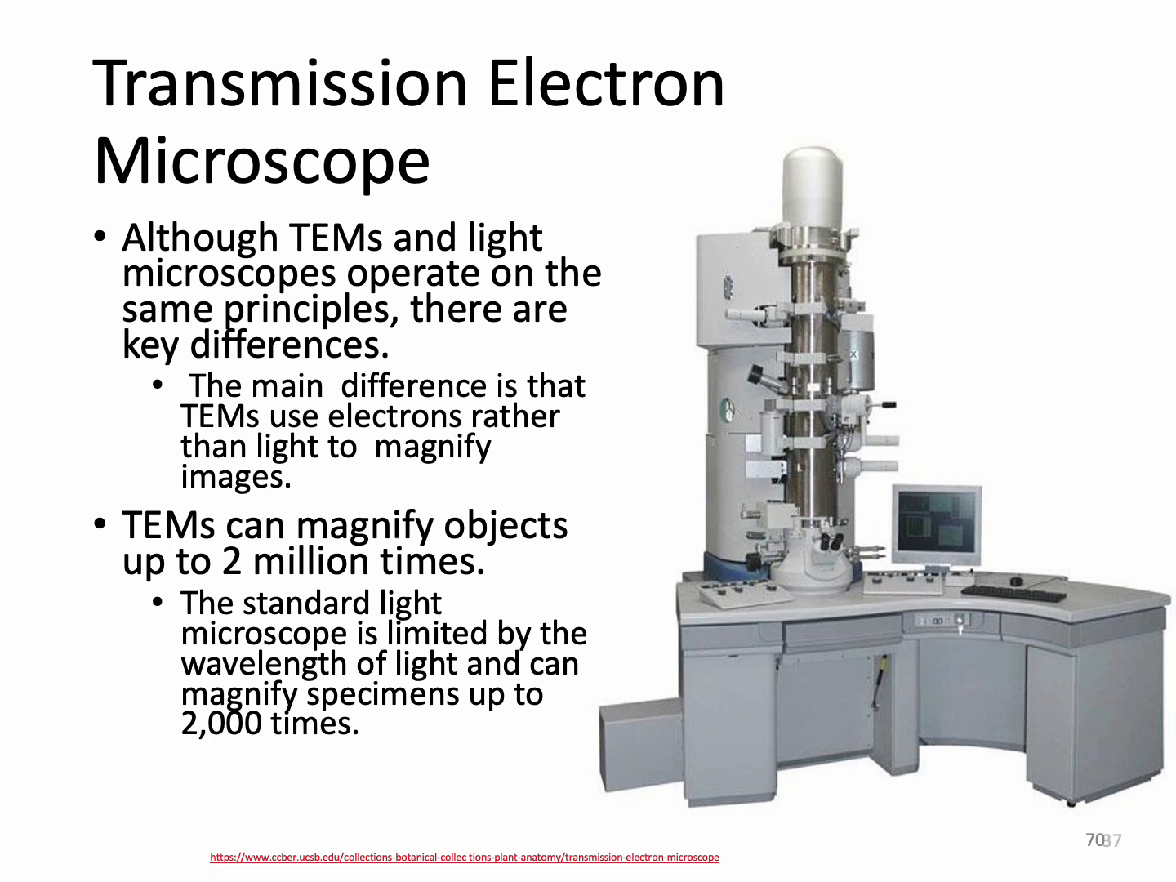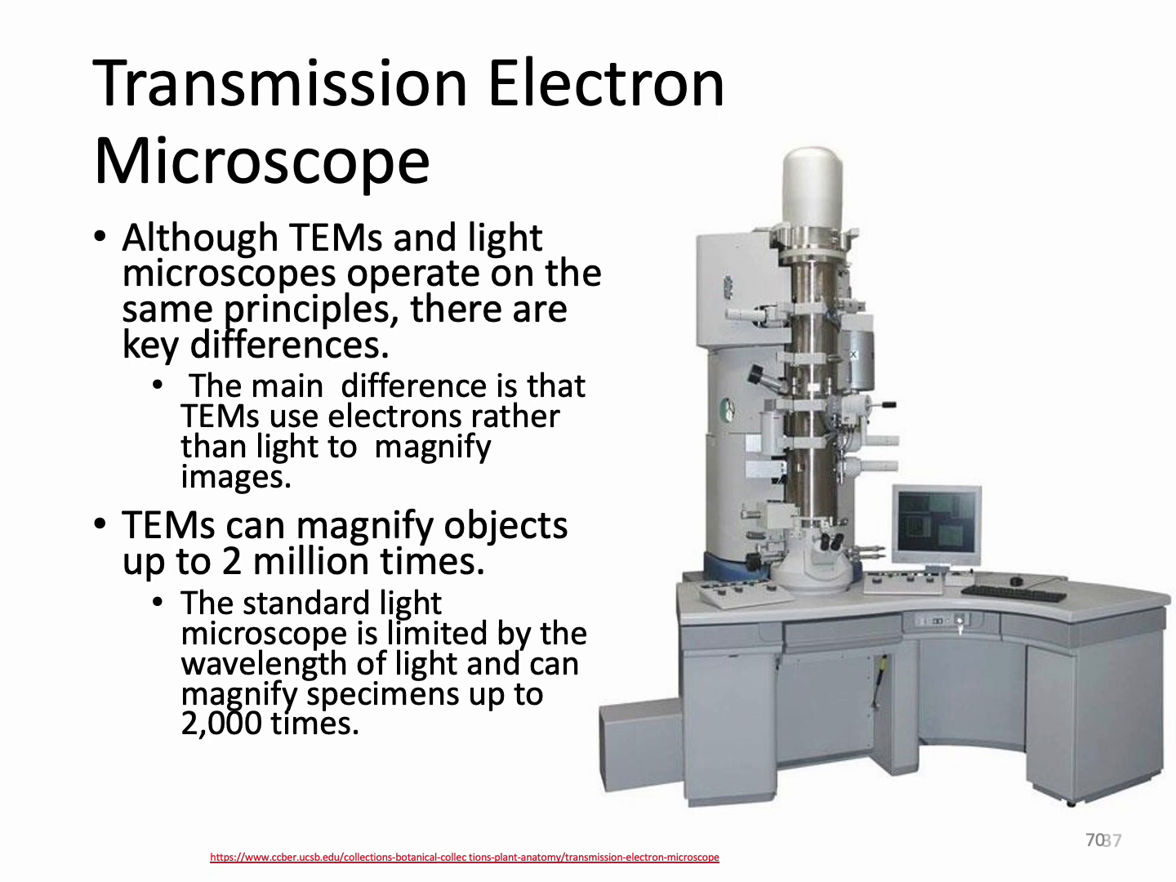Now let's go over the TEM, or transmission electron microscope. Although TEMs and light microscopes operate on the same principles, there are key differences. In one we use light, in the other we use electrons. With light, we can look at it directly. For electrons, we need a detector to detect whether the electron passes or not, and at what speed, and then we are able to create images at the end.